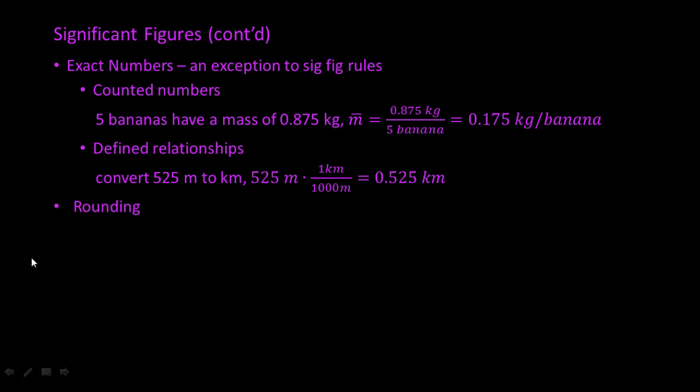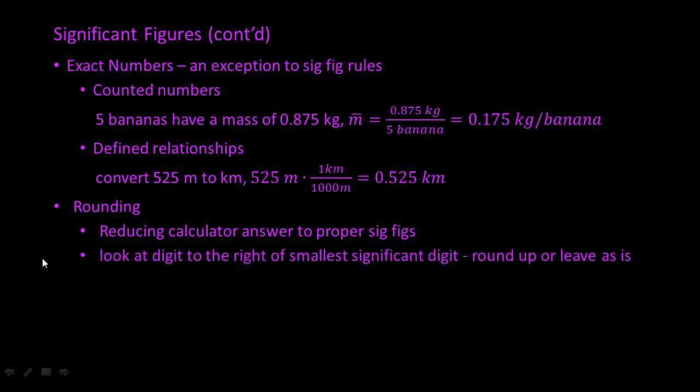Okay, let's talk about rounding, because we need to round. We've already seen that the calculator is often going to give us way more digits than we should report. So we're going to need to reduce our calculator answer to proper sig figs. To do this, we look at the digit to the right of the smallest significant digit, in other words, to the right of the estimated digit. And we have to decide: are we going to round up this estimated digit, or leave the smallest digit as is?